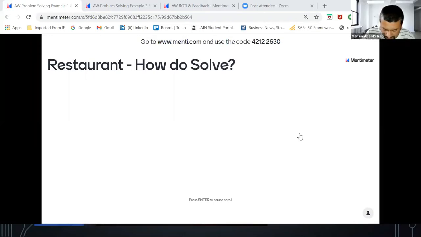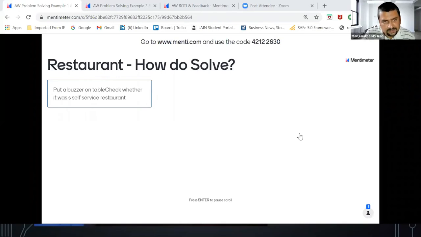Okay, that could be one of the approaches. Absolutely. Any other thoughts? Put a buzzer on the table, check whether it is a self-service restaurant. Okay. Nice thoughts. Any other angle to this problem solving?